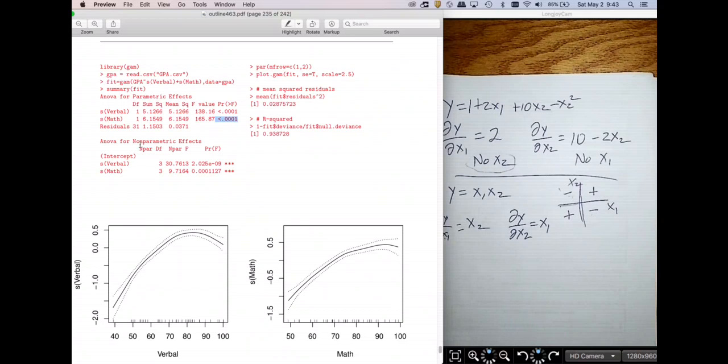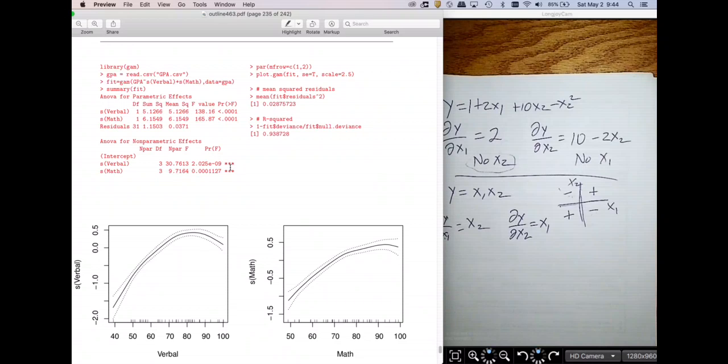Let's go look at the non-parametric effects. So now with the non-parametric effects, I add additional degrees of freedom so that I can capture the nonlinearity. And the fact that this p-value is so small is a signal to me that I need those 3 degrees of freedom. So if I were to delete those 3 degrees of freedom and go back to a linear model, the change in sums of squares would be significant, indicating I need them. Likewise, I need the 3 degrees of freedom for math.